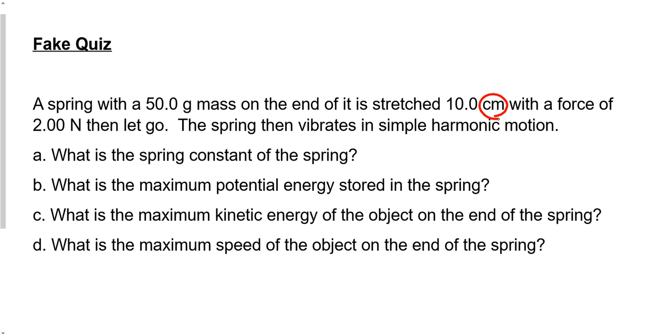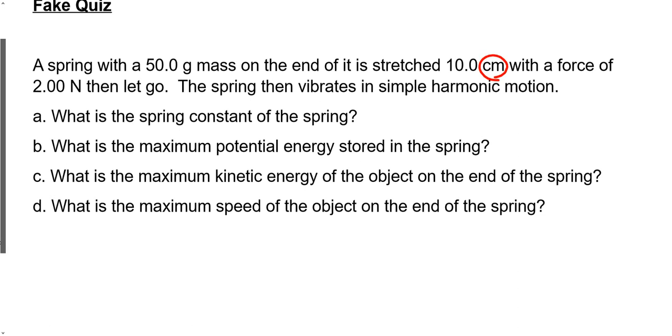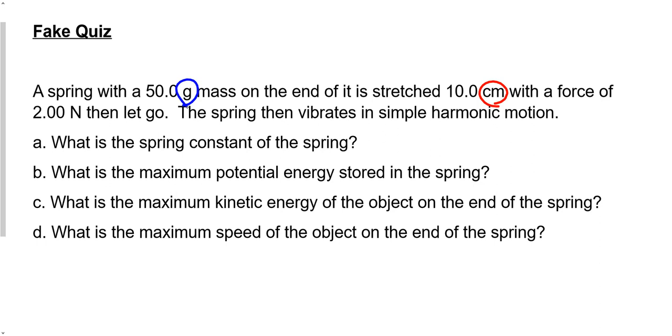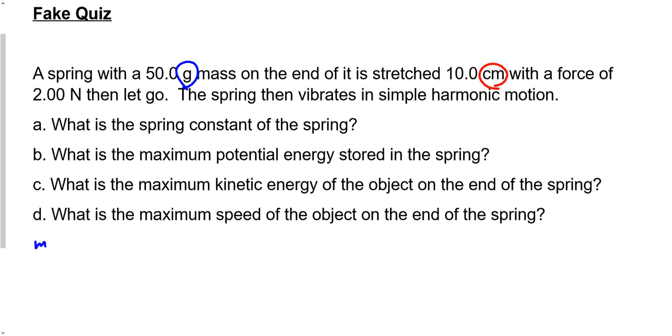Let's write down some givens here. We have a mass, oh, I should circle that as well. I have a mass of 50 grams. I'm going to convert that to kilograms, 0.050 kilograms, right? 50 divided by 1,000. It's stretched 10 centimeters. X is 0.10 meters. I convert the 10 centimeters to meters by dividing by 100. There's a force applied here of 2.00 newtons. It vibrates back and forth in simple harmonic motion.